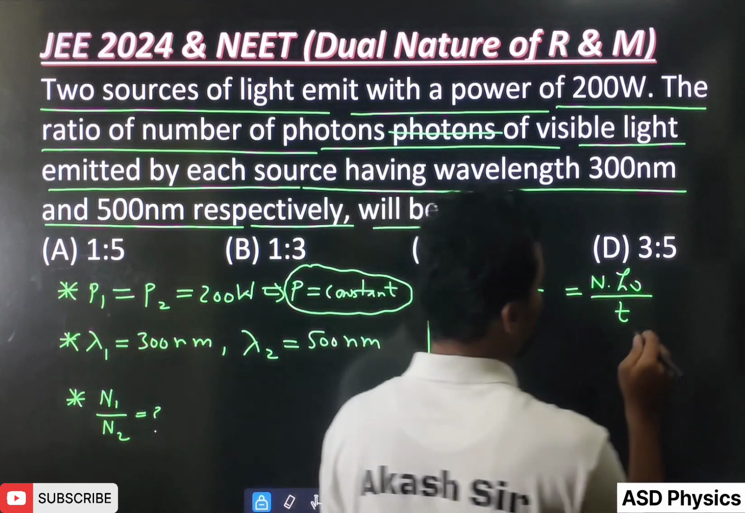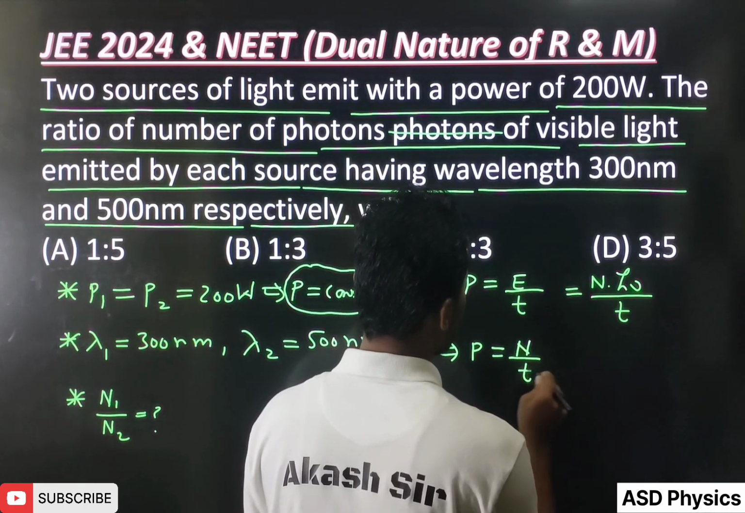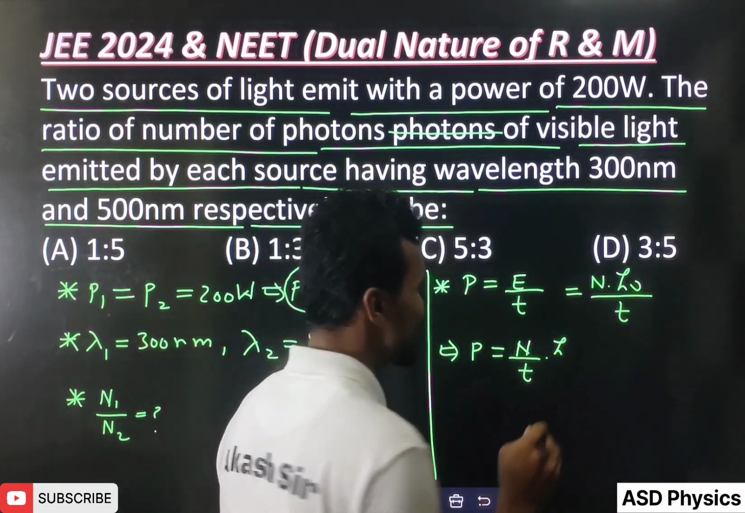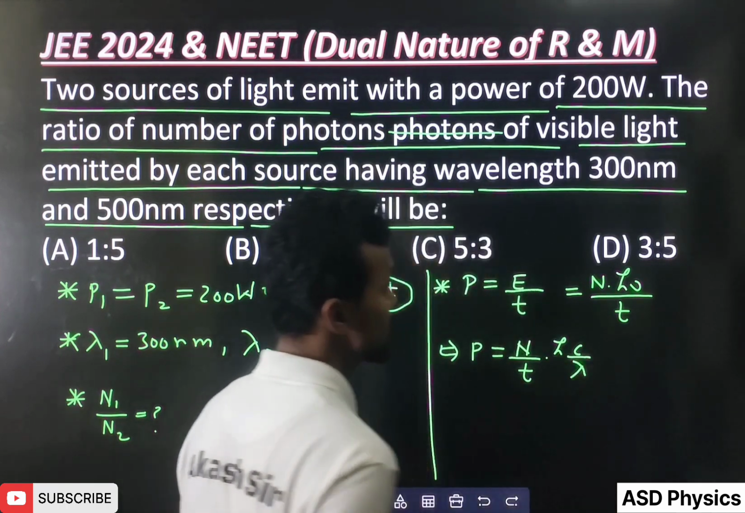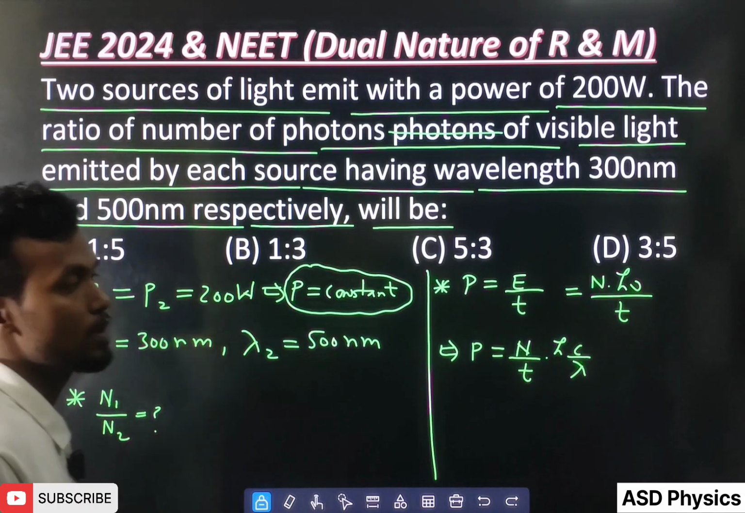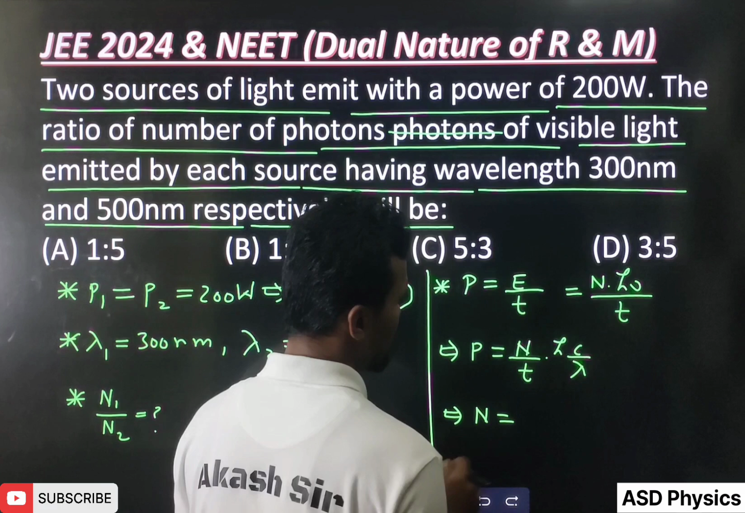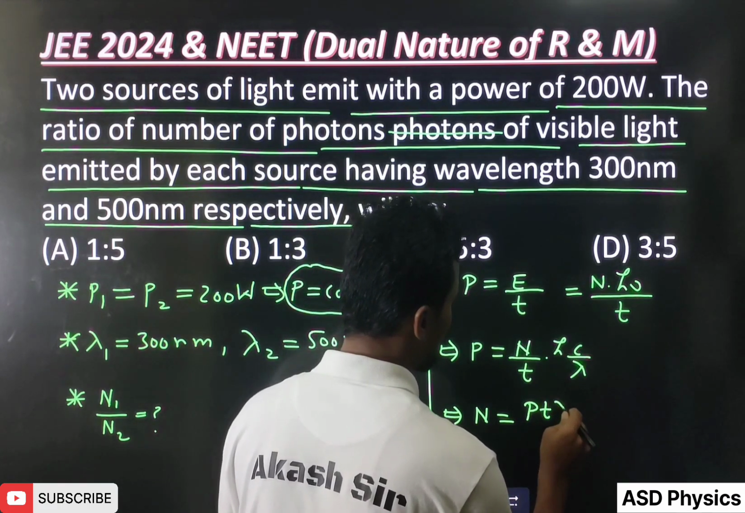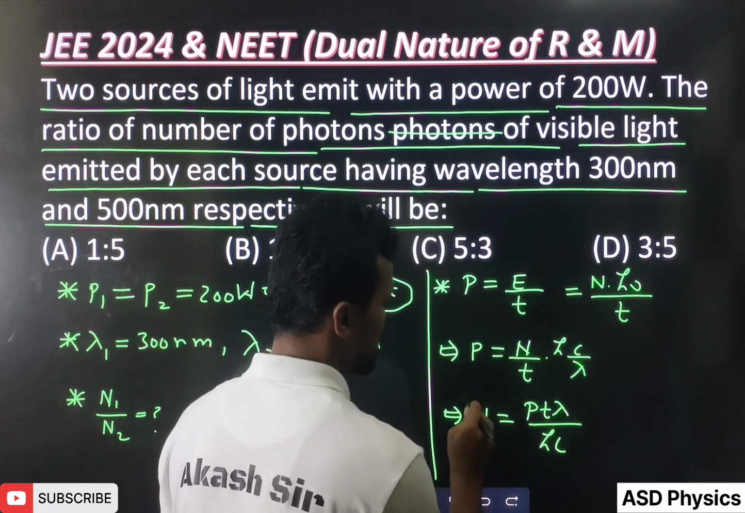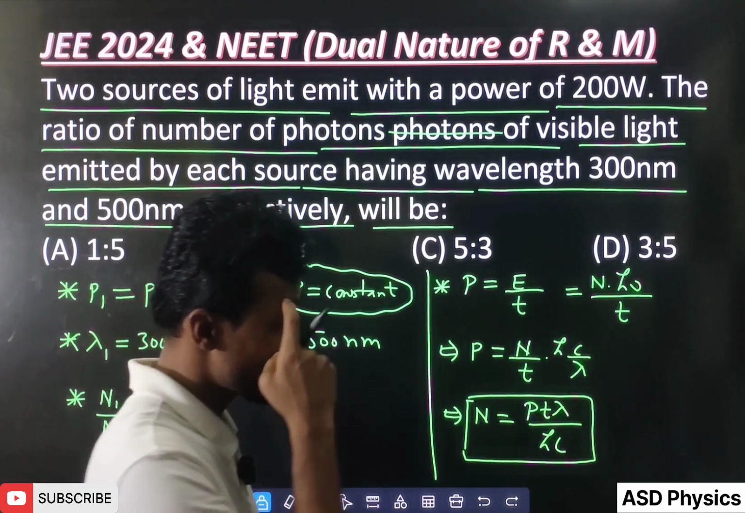Even I can write here that power is given by n by t into h nu, where nu is the frequency, and this frequency is given by c by lambda. In the question we have to calculate the ratio of the number of photons. So if I make the formula for capital N, kindly see here, N is coming P t lambda by h c. This is the formula.